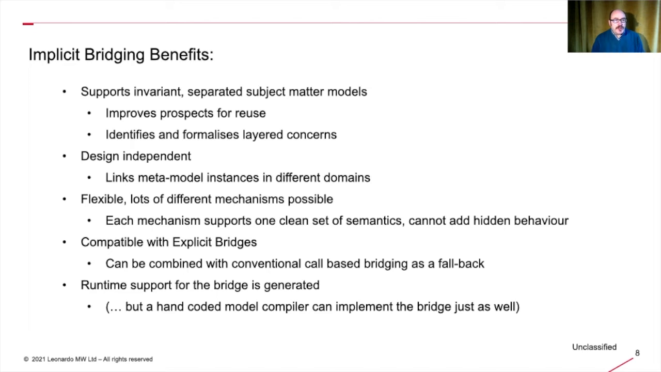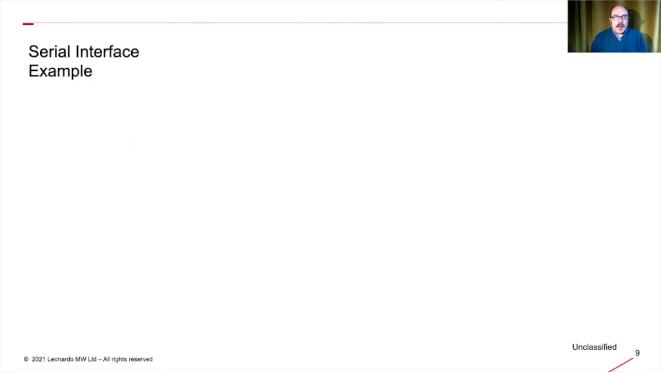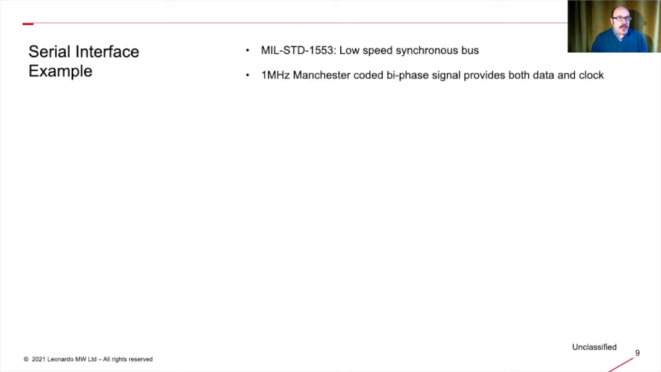So let's move on and look at a different example now. Here's a serial interface, and this is from a real world example at Leonardo, where we use a MIL standard 1553 low speed synchronous bus. It's a 1 megahertz Manchester coded biphase signal, which provides simultaneously data and clock between the different parts of the system that it communicates with.